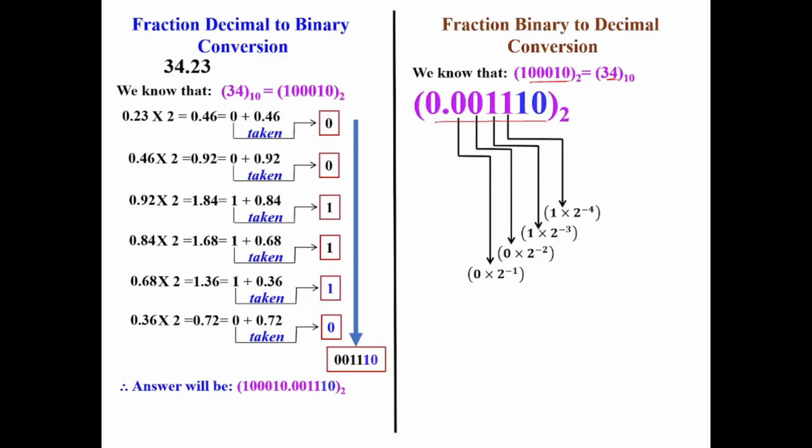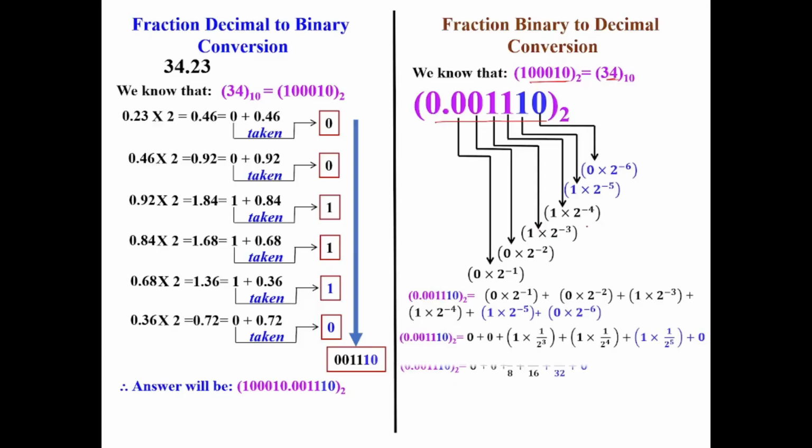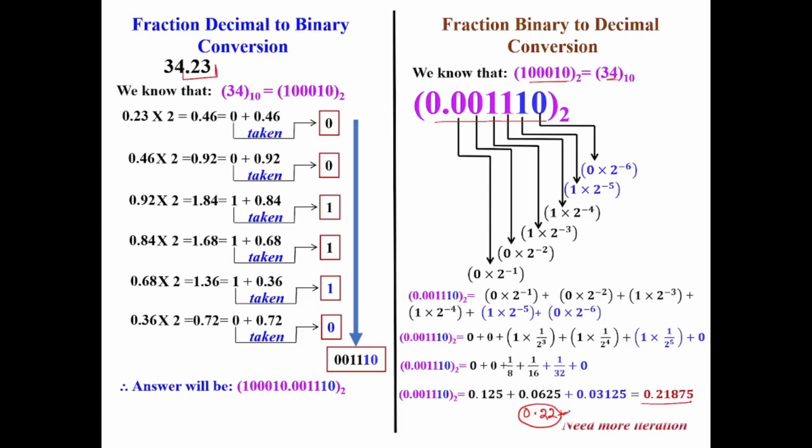Already we have discussed this. Now the extra 1 times 2 to the minus 5, 0 times 2 to the minus 6. Now you just add it, and we get the answer 0.21875. That means we can say it is approximated to 0.22, right? But we need 0.23, right? So it did not come as the 0.23 value.